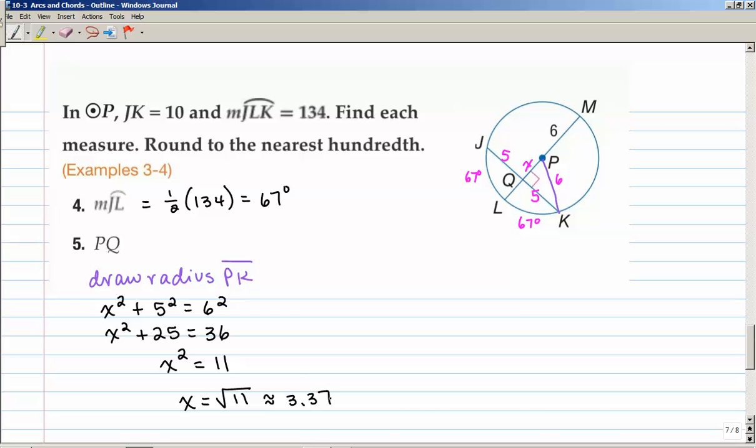3.37. Okay, so the trick to doing a problem like this is to draw a radius, and you can go ahead and do that because P is the center and K is a point on the circle, and then use the Pythagorean theorem.